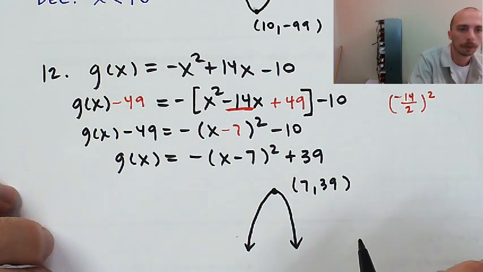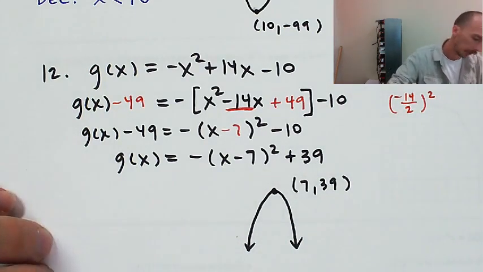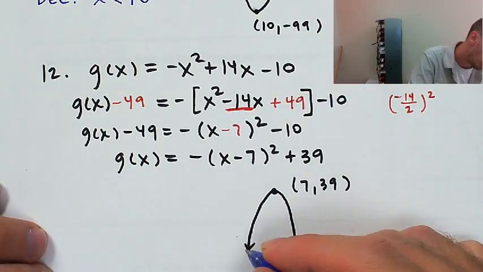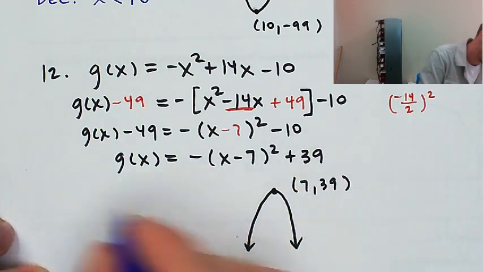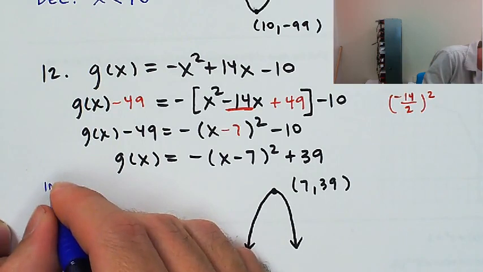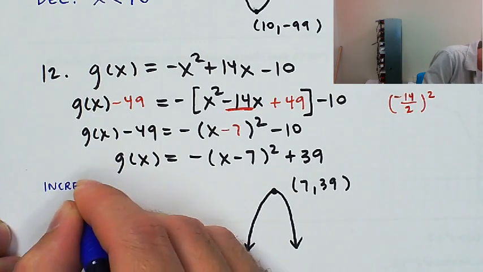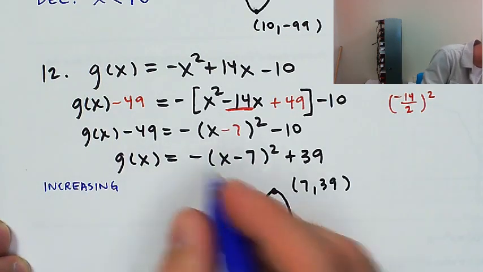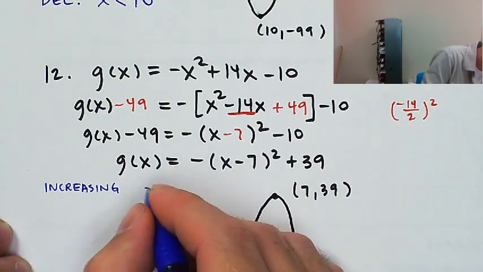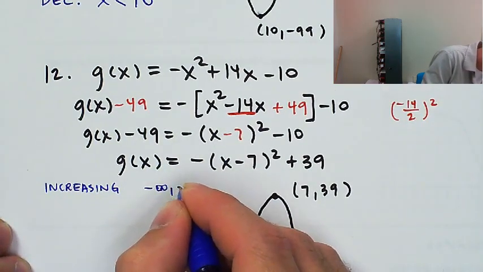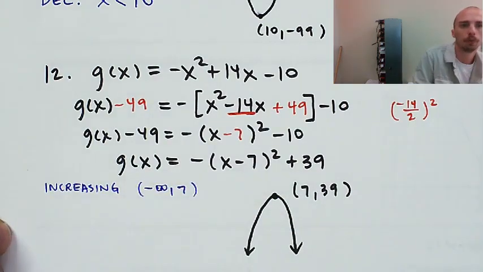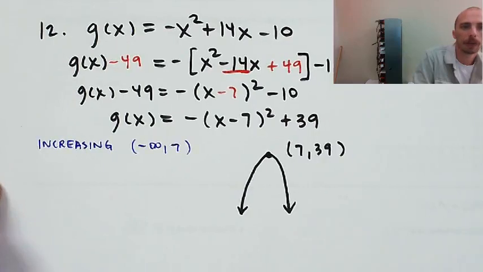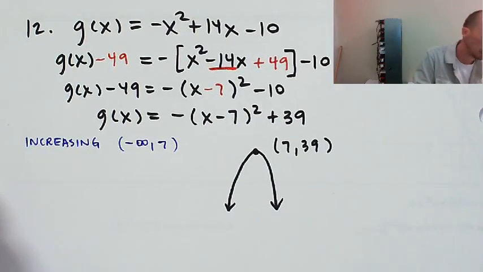And now the intervals of increase and decrease. g is increasing where its slope is positive, where as I move left to right, the graph is going up. So that's from negative infinity up to 7. Increasing for negative infinity up to positive 7. If you want to make that a square bracket, you're fine to do that. It actually doesn't matter. It depends on your definition of increasing and decreasing.